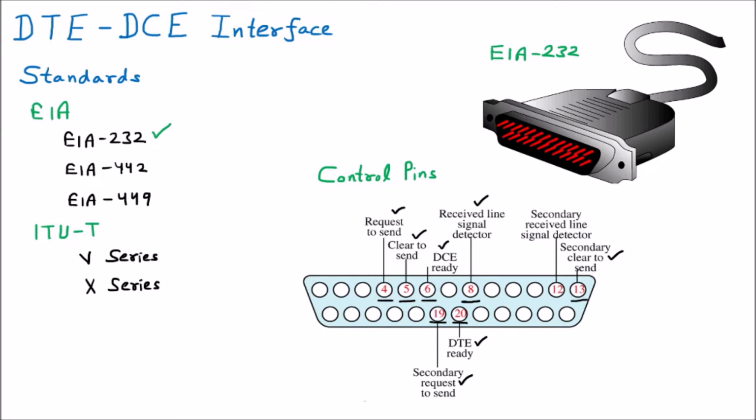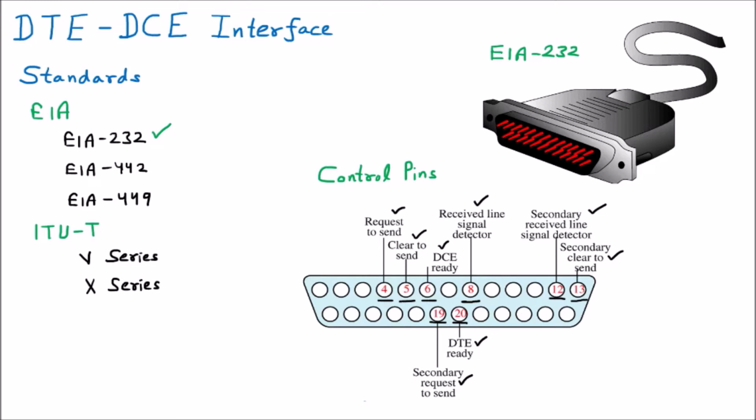Whenever some data is going to be received, you can detect through this line that the data is moving. That signal will come from pin number 8. But if pin number 8 is damaged and not working, no problem. Then pin number 12 does the same operation, the secondary received line signal detector, through which you can detect that data is coming.